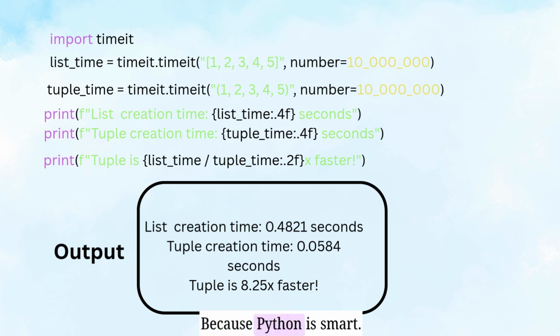Why? Because Python is smart. When it sees a tuple with fixed values, called a constant tuple, it does not build it fresh every single time your code runs. It pre-builds it and keeps it ready. A list, Python has to build fresh every single time, because remember, a list can change. So Python can never assume, oh, same list as before.